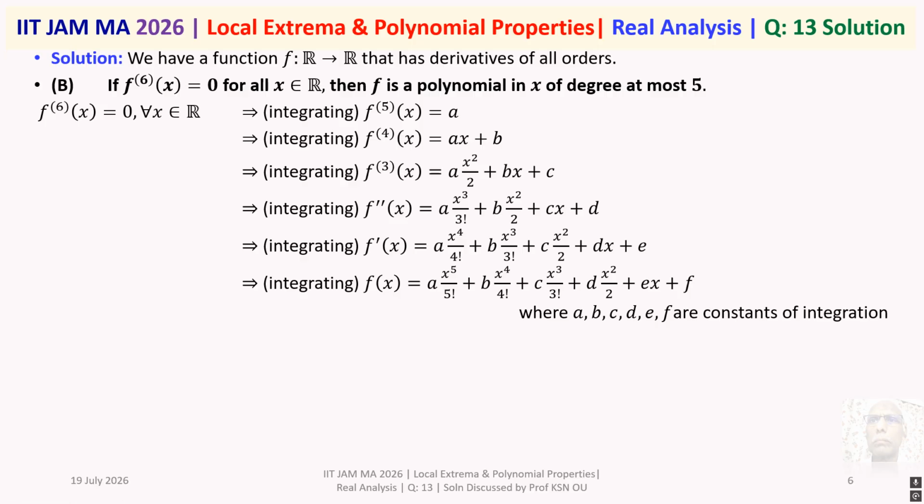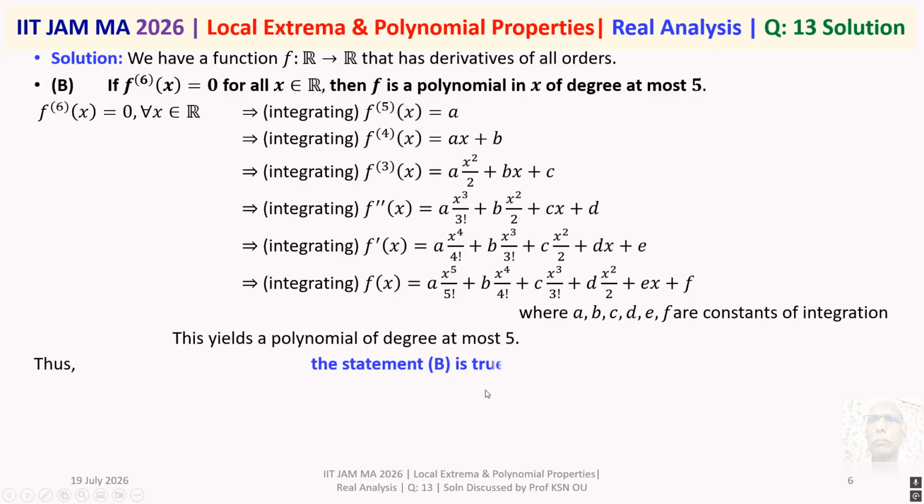Thus, this yields a polynomial of degree at most 5. Why at most? When a is 0, it is at most; when a is not 0, it is a polynomial of degree 5. So thus the statement B is true. The statement B is precisely the converse of the statement A, and you can say it is an if and only if statement.